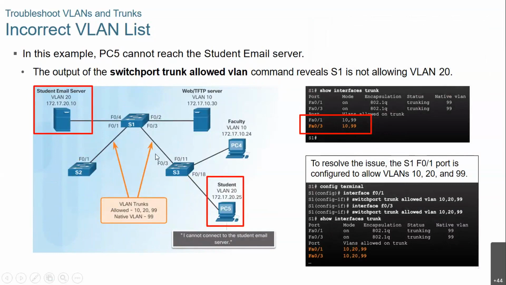Okay, the trunk, everything is a trunk, that is okay, but the allowed VLANs, in S1, look at that, the allowed VLAN is 10 and 99 on both the trunk interfaces, 10, 99, 10, 99. So it doesn't allow packets for VLAN 20 to traverse on that trunk. So go in, add VLAN 20 in the allowed list, and then it will work.